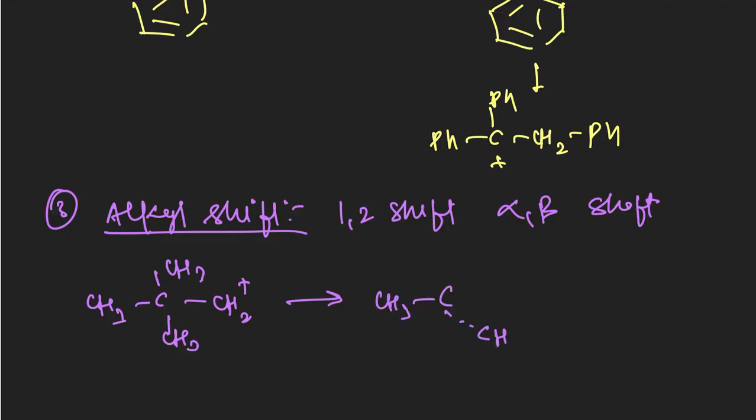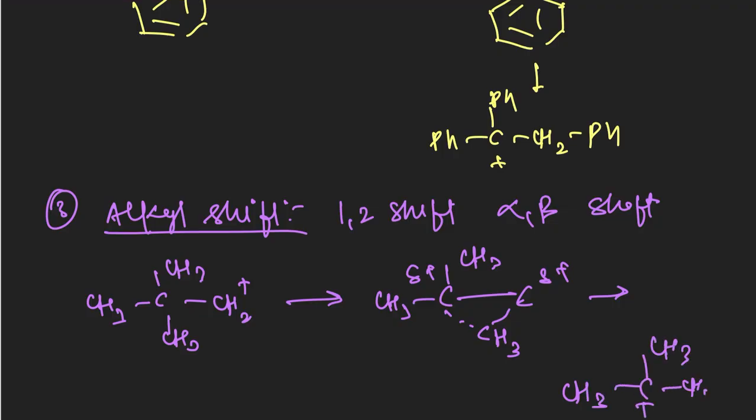So we have CH3, C, CH3, and we have delta positive, and here we have delta positive. Now it is going to form the CH3, C carbocation, CH3, CH2 and CH3. Right, that's how the carbocation is going to form.